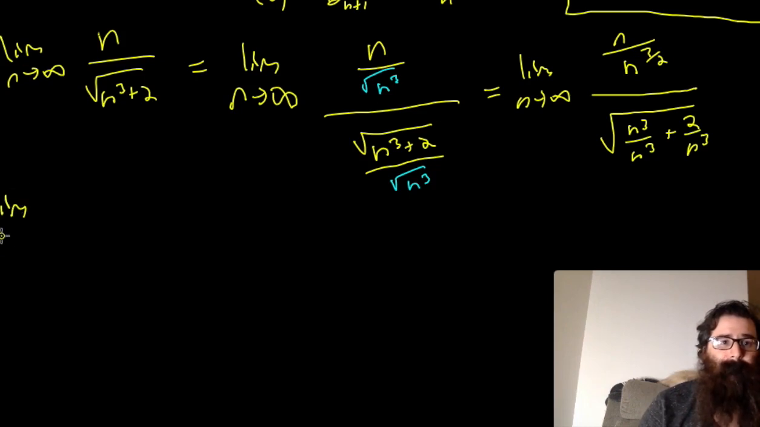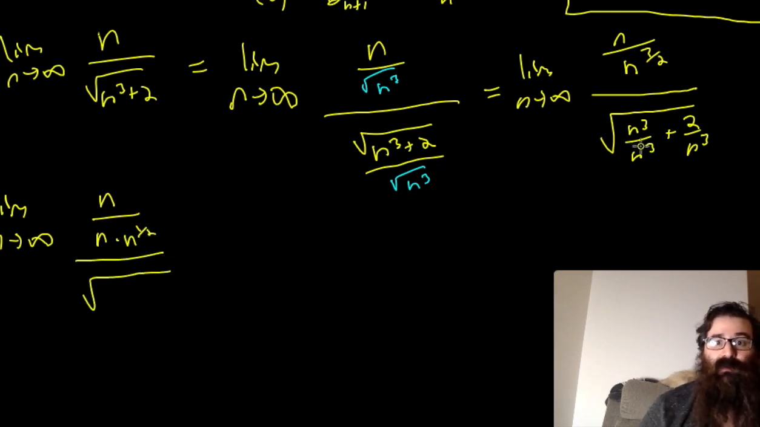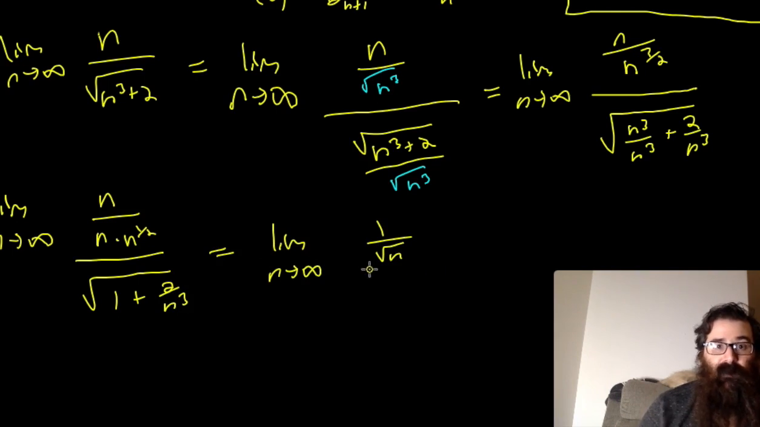Say we have the limit as n goes to infinity of n over n to the 3 halves. If I want, though, I could say n to the 3 halves is n times n to the 1 half, and then divided by square root of 1 plus 2 over n cubed. So we get limit as n goes to infinity of 1 over square root of n for n to the 1 half, divided by square root of 1 plus 2 over n cubed.